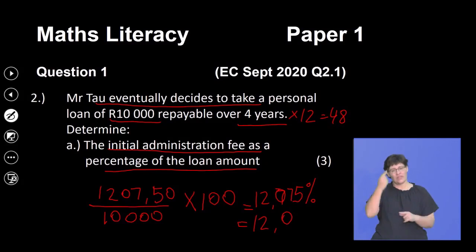Make it 12.08% or 12%. I'm quite happy with that. So make sure that you give your unrounded number first. Right, let's see what the next part of the question is.